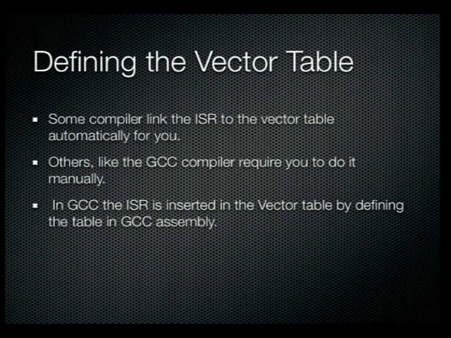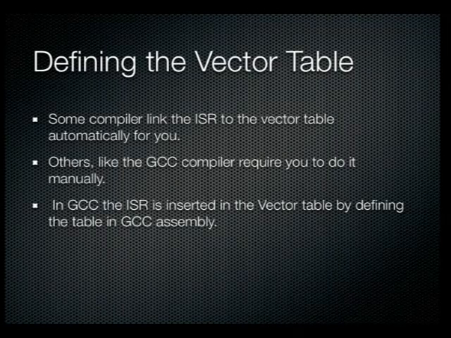Some compilers link the ISR to the vector table automatically for you, as with the Tasking 51. One of the arguments you provide in the line where you define it as an interrupt is which interrupt you want to set it to, and therefore the compiler will automatically set it up for you. But when it comes to doing it in GCC, we have to do it manually. We have to explicitly define the interrupt vector table for the compiler.